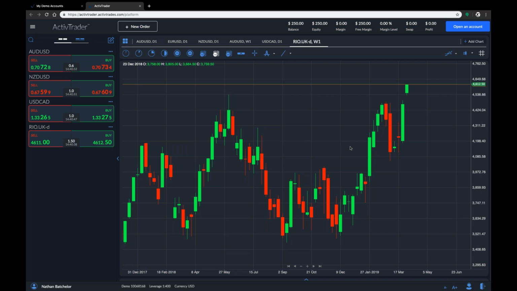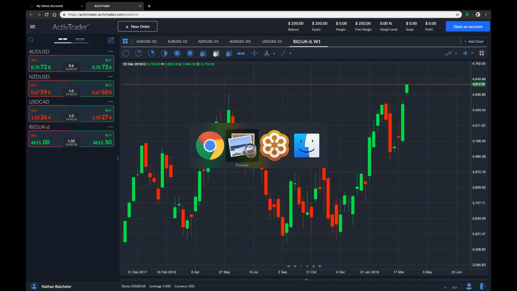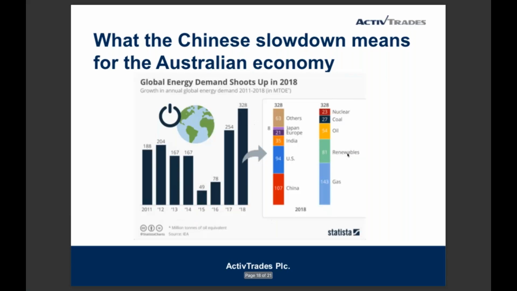So what I was going to say, let's go back to the slides. Oh yeah, so with global economies, currently we are using more energy each year. The global energy demand shot up in 2018.